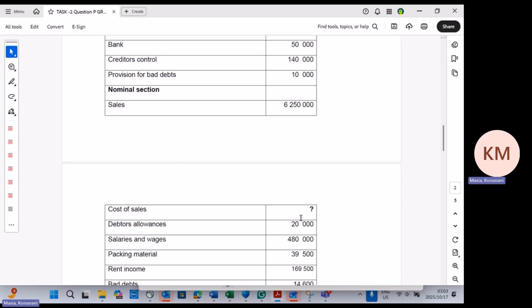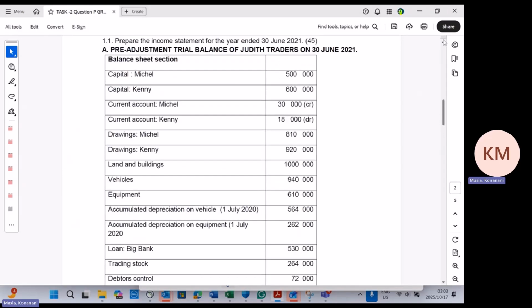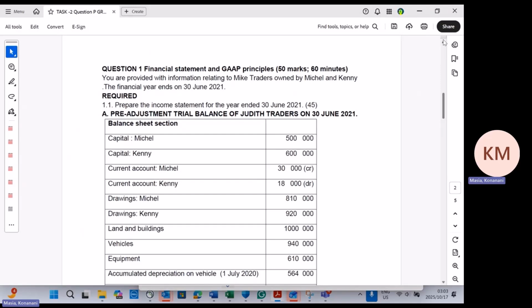Therefore, you need to ask how am I going to determine the cost of sales? Consider that as unknown. It means you are going to be provided enough information for you to determine this cost of sales. But for now, let's start with first thing first. Because I'm doing the income statement, I need to determine how to calculate this sales. I'm given in the trial balance that the sales now is 6,250,000.